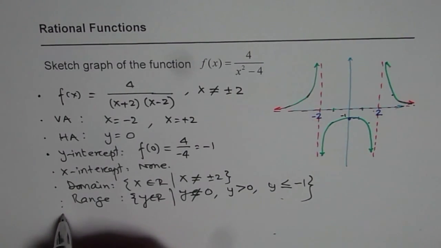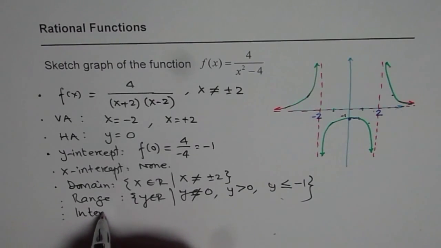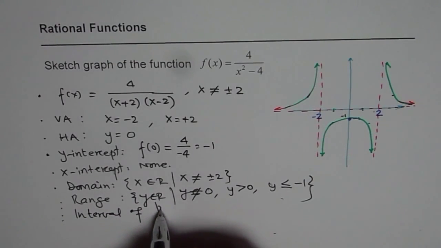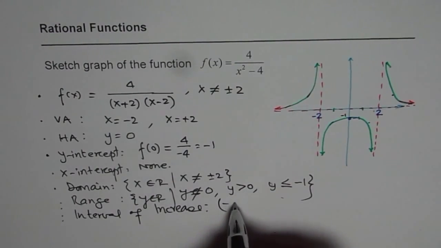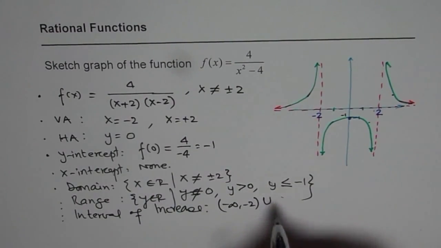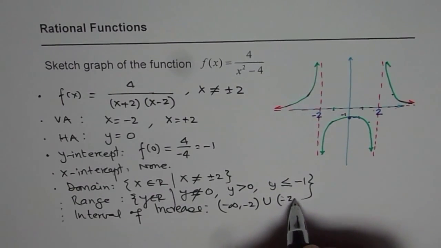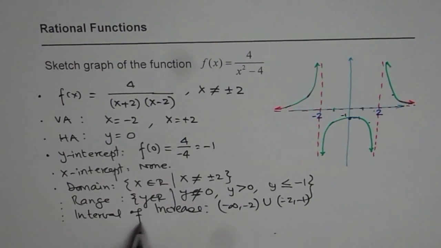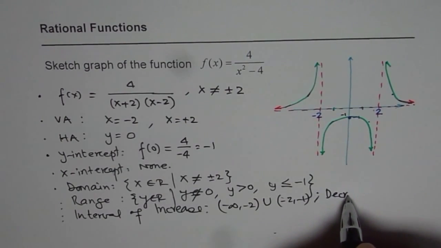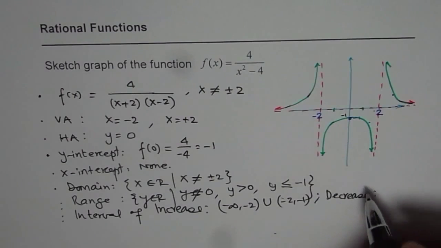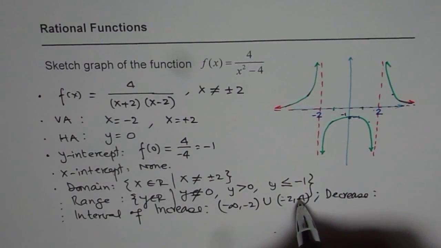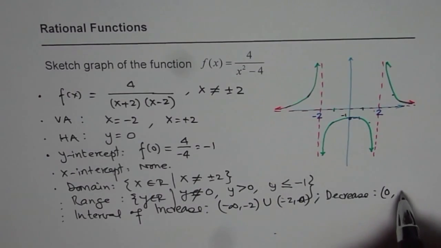As I was saying, the interval of increase for this function is from minus infinity to minus 2, then from minus 2 to 0, correct? And the interval of decrease is from 0 to 2, and from 2 to infinity.